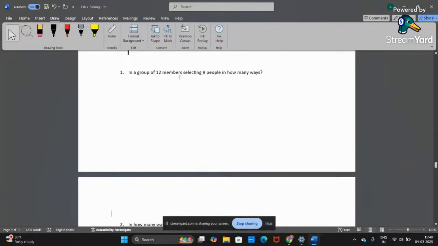In a group of 12 members, we are selecting 9. In how many ways? We need to find out. So here n is 12, where r is 9, right? Okay, now let's solve.